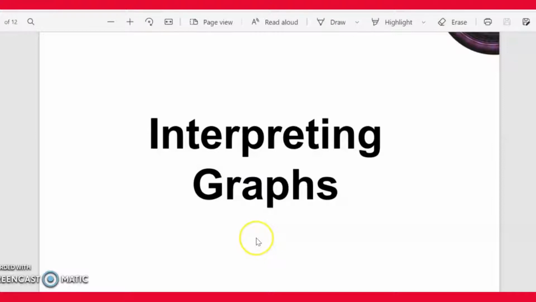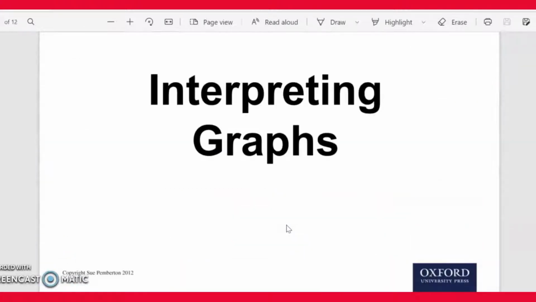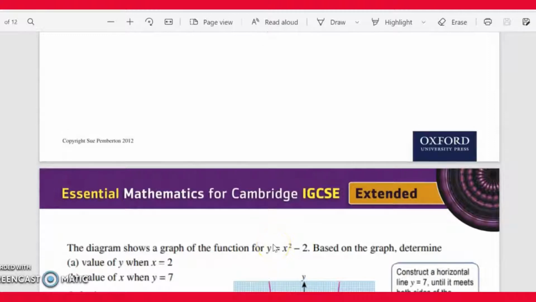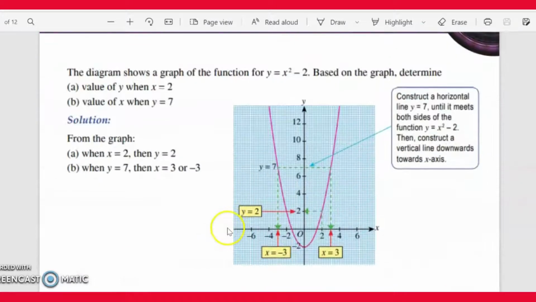Okay, so for today's lesson, we'll continue from the topic graph of function. It's all about interpreting graph and also using graph to solve equation. So we go for the first part, which is interpreting graph. What does it mean by interpreting graph? From the graph that you already drew, we can do anything from the graph. It's either to find the value of x or to find the value of y from the given value. Okay, contohnya from this part.